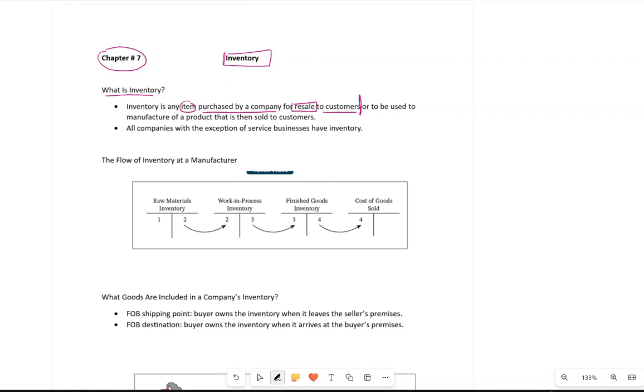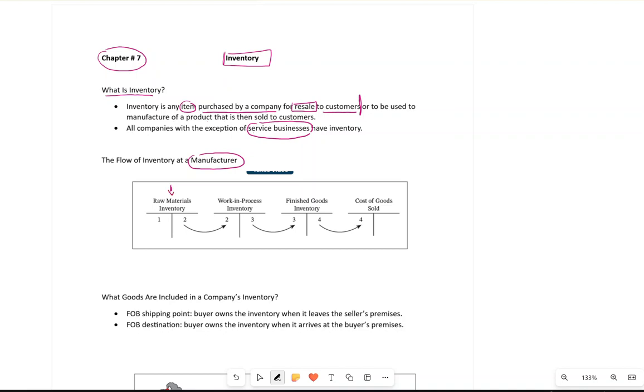Now, all companies with the exception of service companies have an inventory. If your business is a service, you will not have an inventory. Only companies that are buying a product and selling it, or making a product and selling it, have an inventory. From the manufacturer's point of view, they're going to have three different inventories.